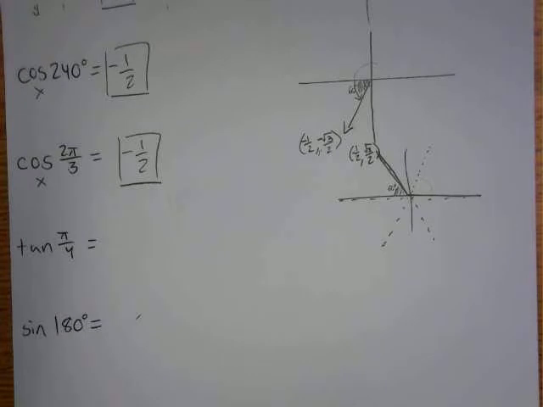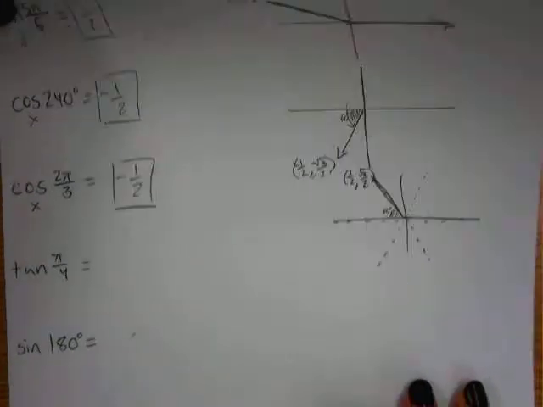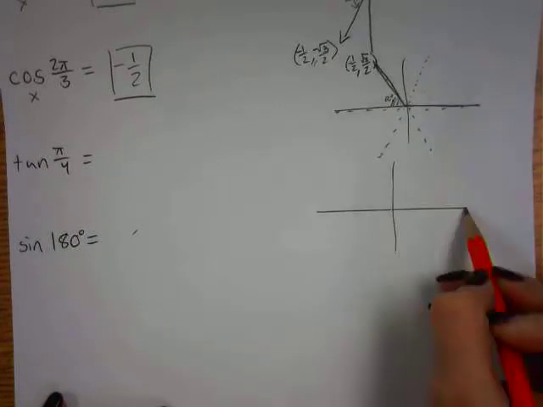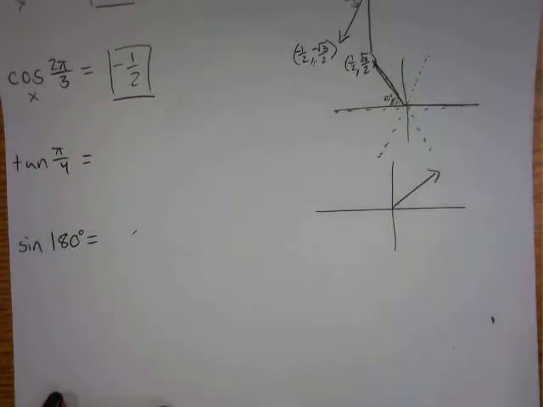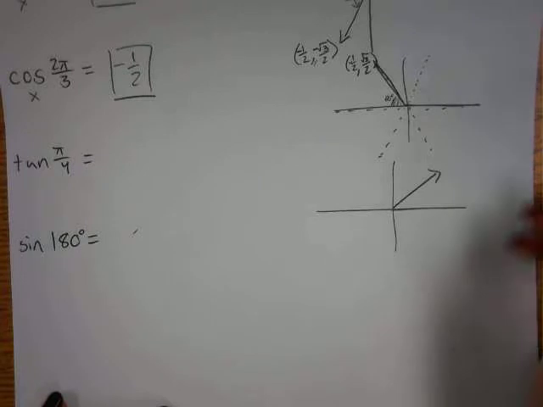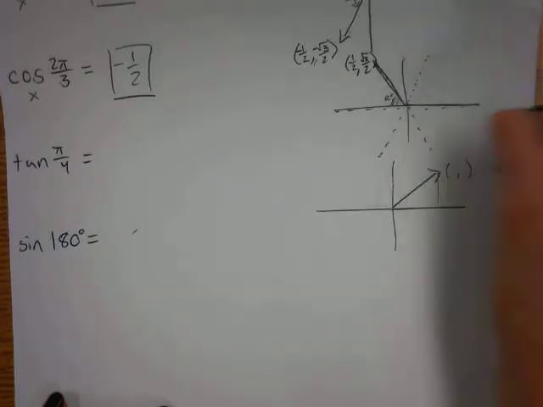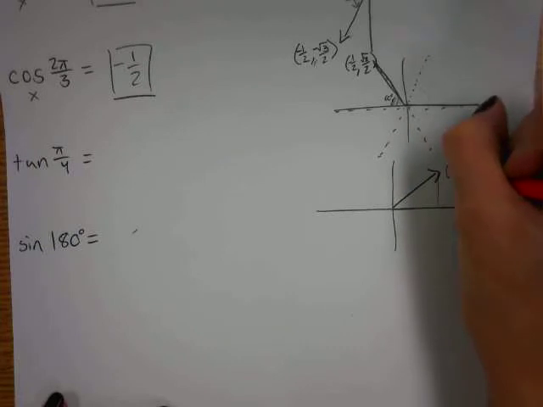Okay. A couple more examples for you. Tangent of pi over 4. Pi over 4 is going to be in the first quadrant, equal to 45 degrees like this. So this is a 45, 45, 90 triangle. And I remember that my coordinates for that end up being root 2 over 2, root 2 over 2.